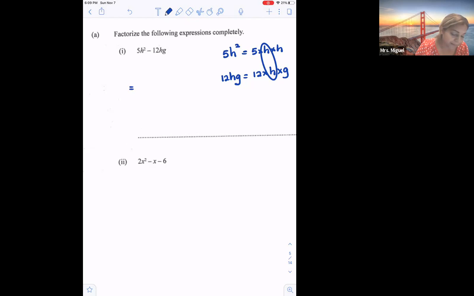I am going to write my answer with the common factor outside. Everything that is not circled goes back into my bracket. So for my first term, 5 and h wasn't circled. 5 multiplied by h will give me 5h. For my second term, 12g was not circled. 12 multiplied by g will give me 12g. Do you all understand that?